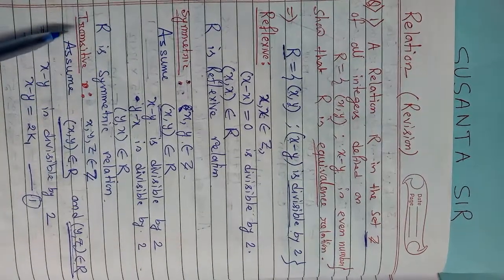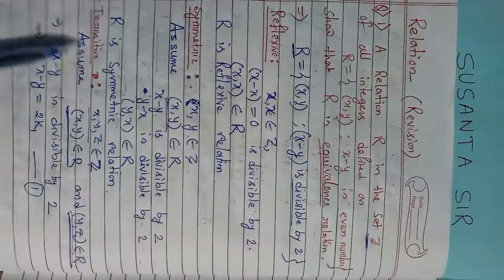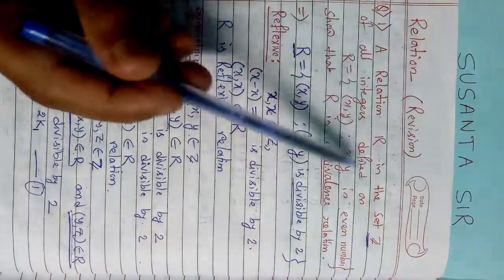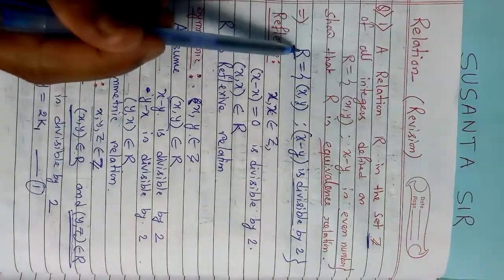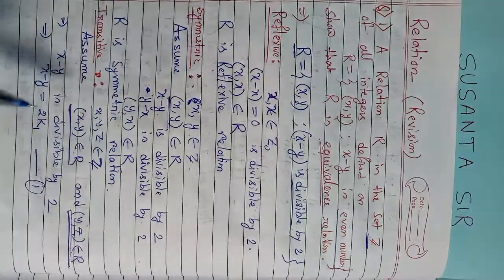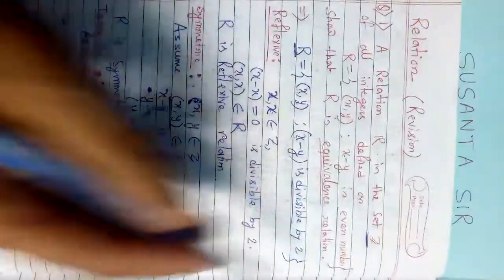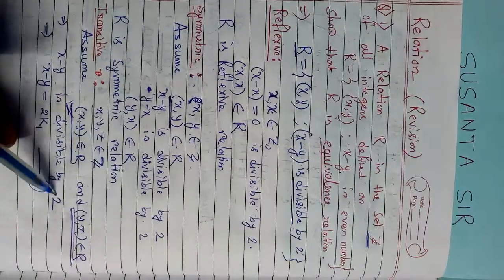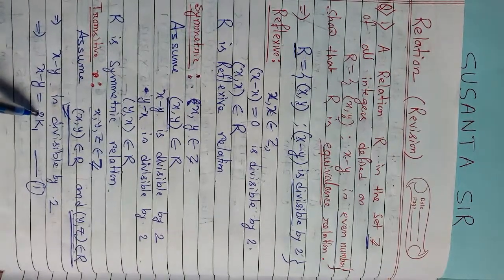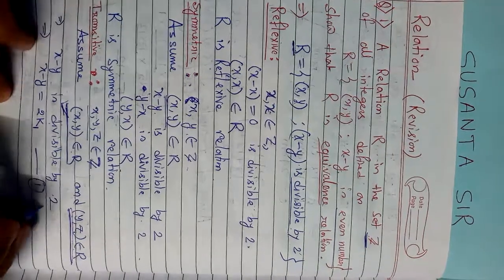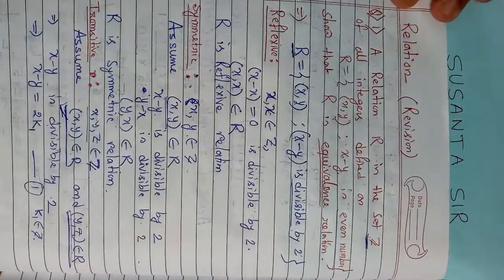Okay, now transitive. Transitive relation means you have to choose three elements x, y, z from the integers Z, and assume (x, y) belongs to R and (y, z) belongs to R. Since (x, y) belongs to R, x minus y is divisible by 2, which means we can write x minus y equal to 2 into something, that is 2k1, where k1 belongs to integers.